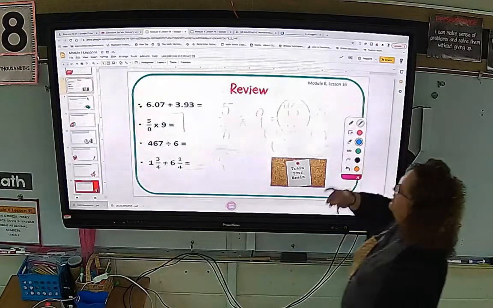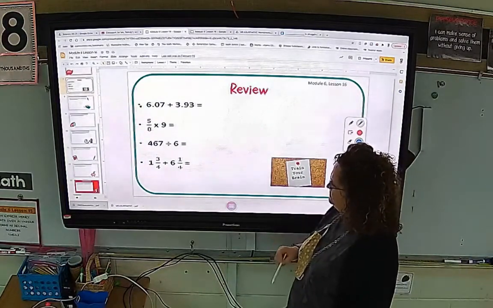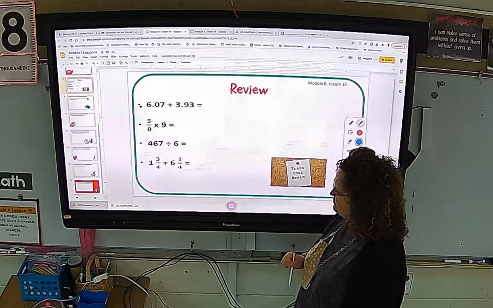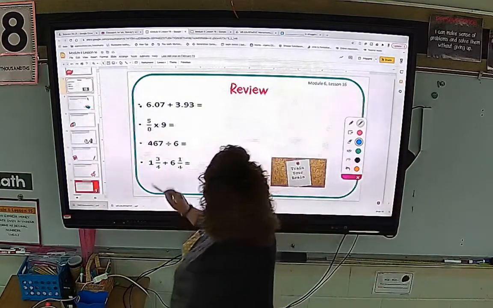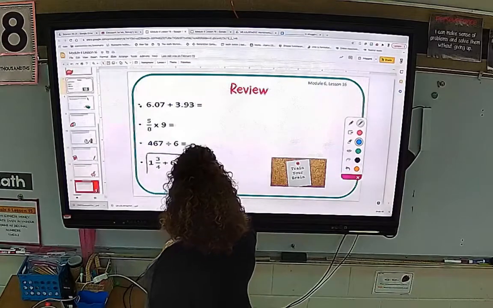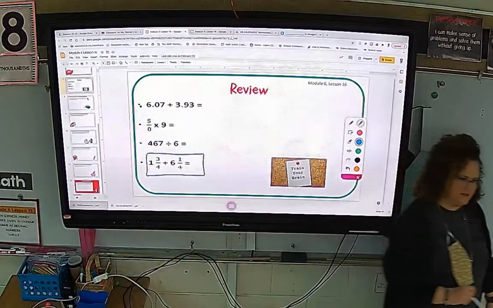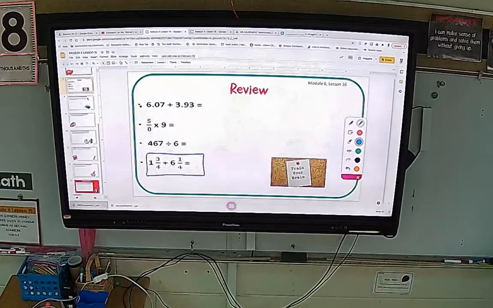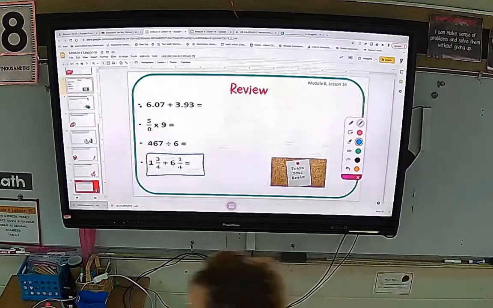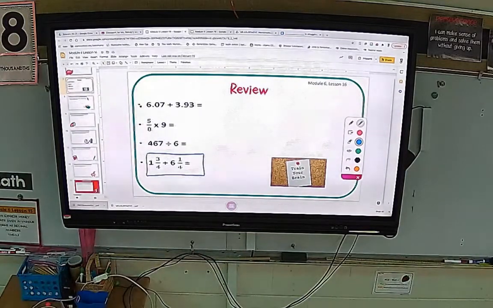Okay. Let's grab this one right here. 1 3/4 plus 6 1/4. Causing us to think hard this morning. What would you do if you were asked to add both of those together?